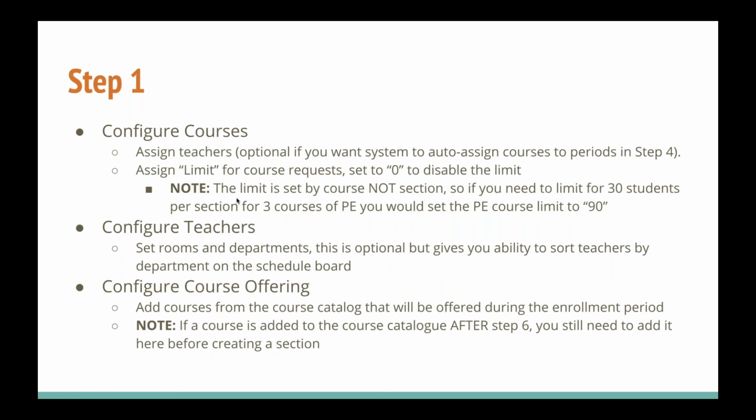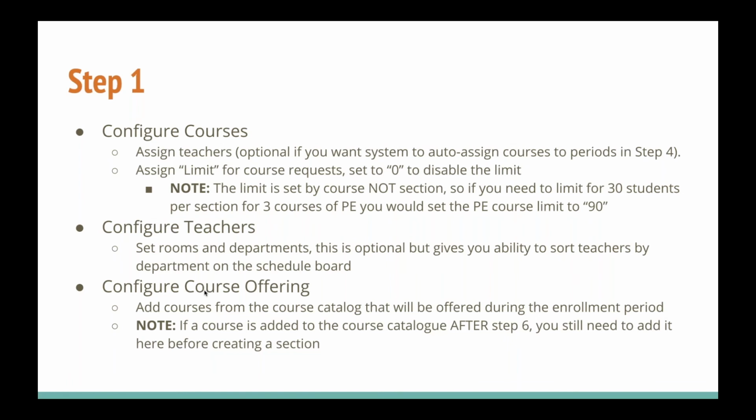Just a note that the limit is by course. So if you expect 3 sections to be created, then be sure to increase it. If you expect 30 students per section, 3 sections, then you've got to set your limit to 90, for example. You can configure your courses, set your rooms and departments, and configure your course offering.